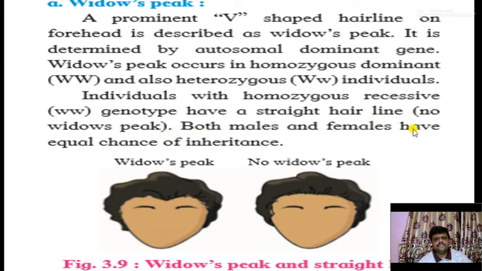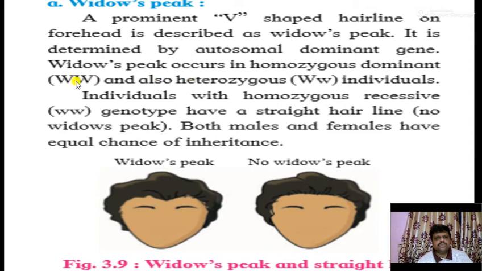So both males and females have equal chance of the inheritance. The gene responsible for this widow's peak is a dominant W gene. Both males and females have equal chance of this widow's peak inheritance. Now in this inheritance, the homozygous, that is dominant W and dominant W, and the heterozygous, that is dominant W and recessive w, this is heterozygous.